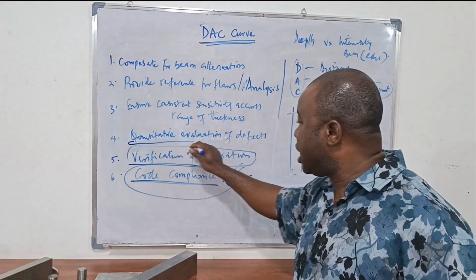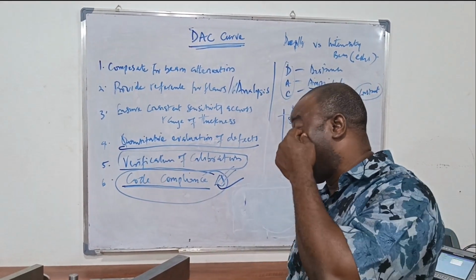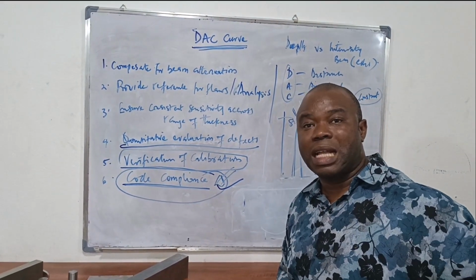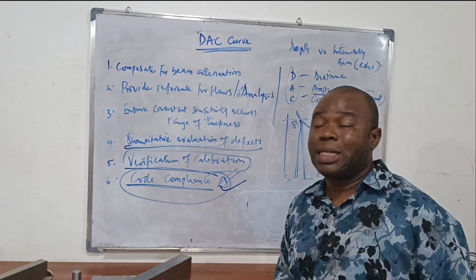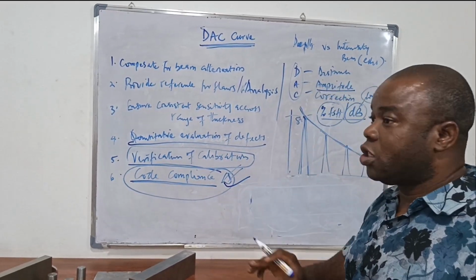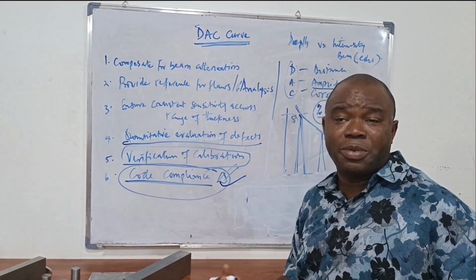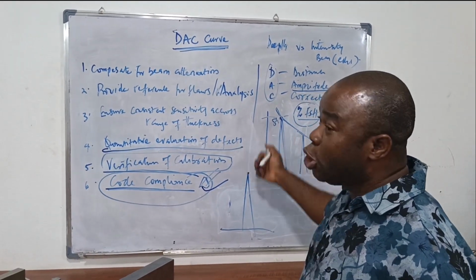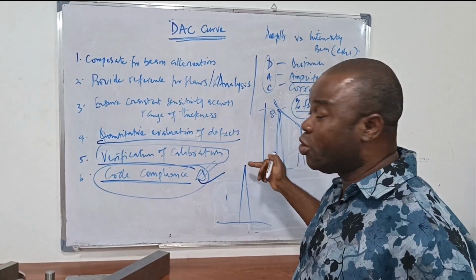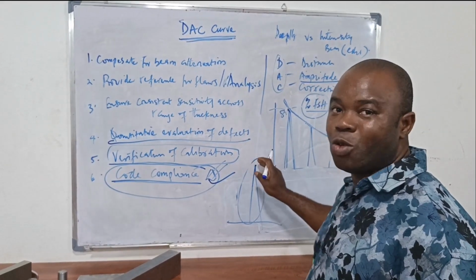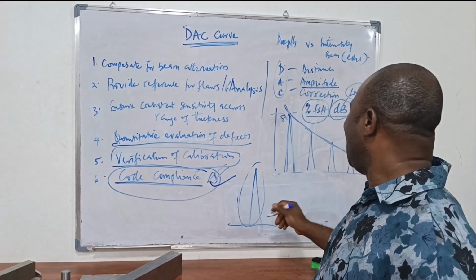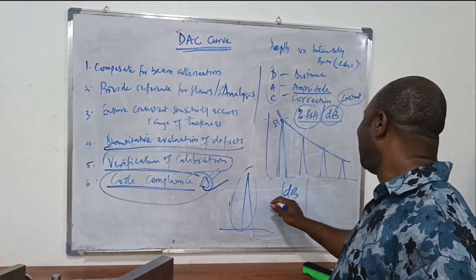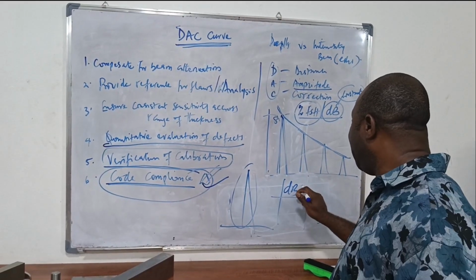Then the next one is quantitative evaluation of defects. We'll look at that in more detail when we start looking at weld scanning and sizing. But those of us that have had some experience doing weld scans will know that by the time you have a defect, you will be told to compare the height of your defect to your DAC curve. So at the end of the day, on your report sheet, you see where they put dB, or in some cases, they will say dB to DAC.